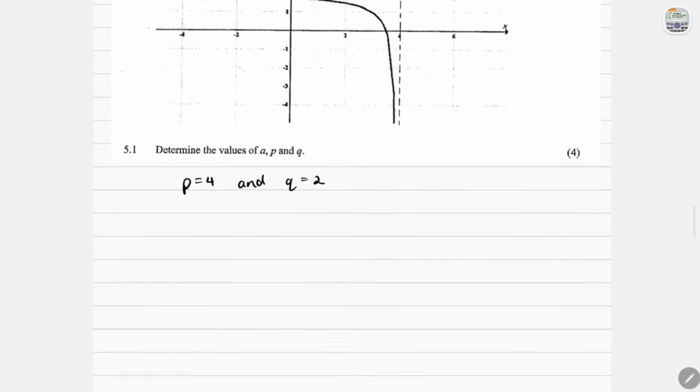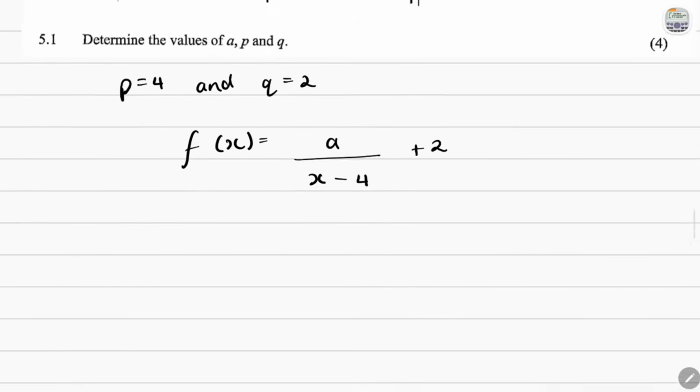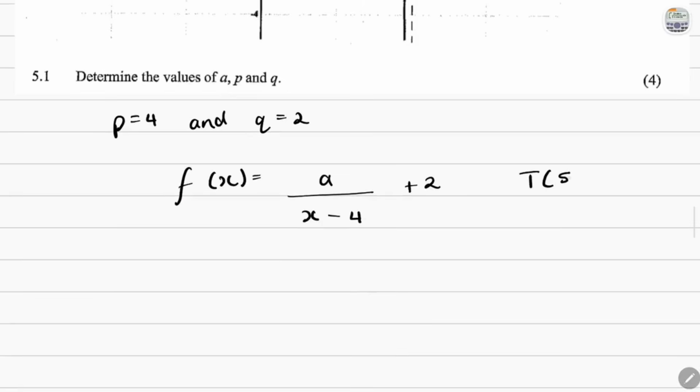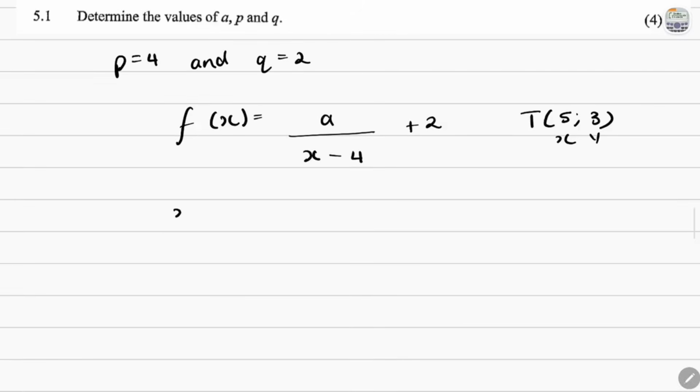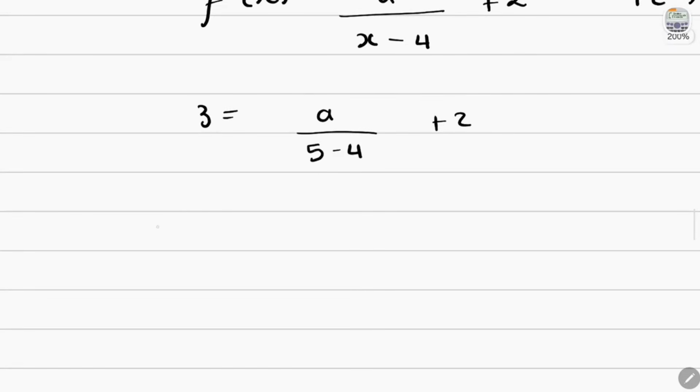So let's fill in our equation. Our equation is now f of x equals A over, and then we have x minus P, but P is 4, so minus 4, and then plus Q, which is plus 2. And just substitute the point T, which is (5, 3). You're going to put that in place of x and y, to find A. So this is 3 equals A over 5 minus 4, plus 2. And we can transpose that 2.